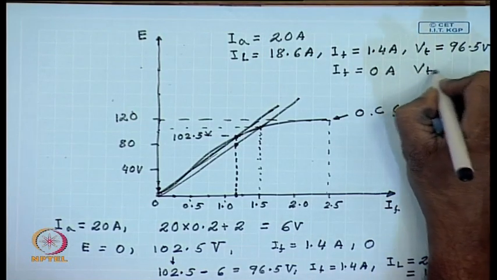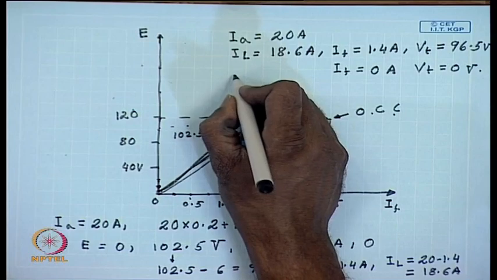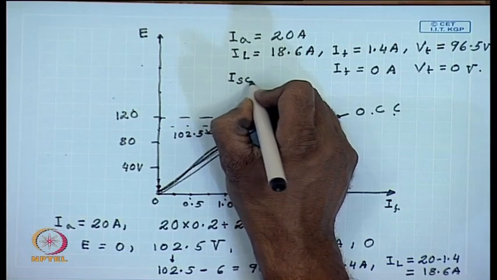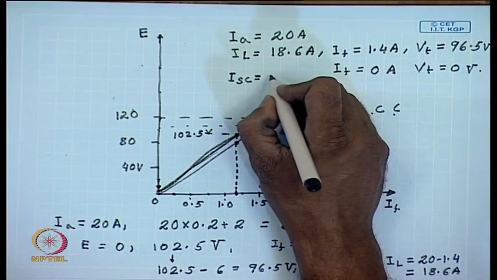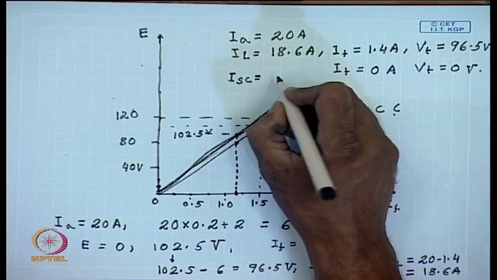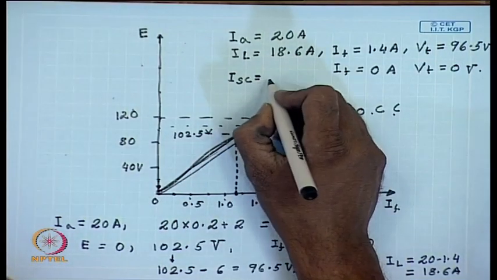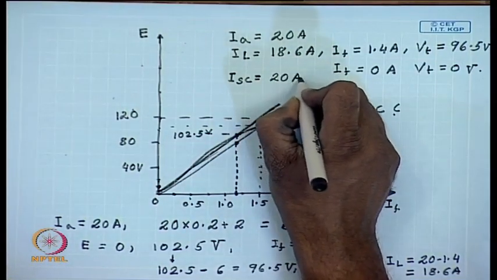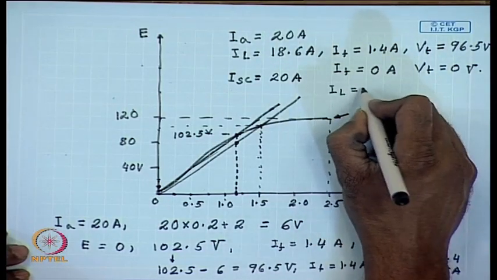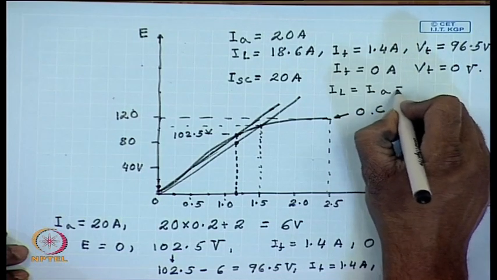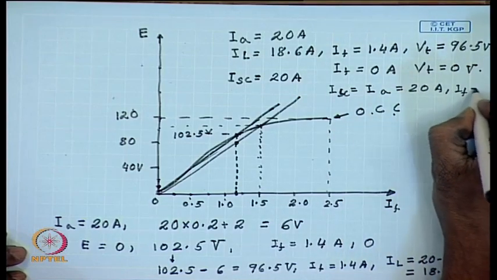The other point is IF equal to 0 ampere, Vt equal to 0 volt, and of course I sc equal to 20 amperes. Since IF equal to 0, IL equal to IA equal to 20 ampere.